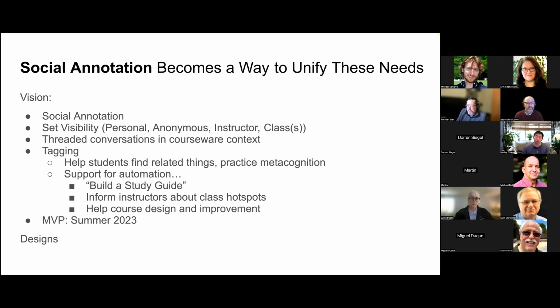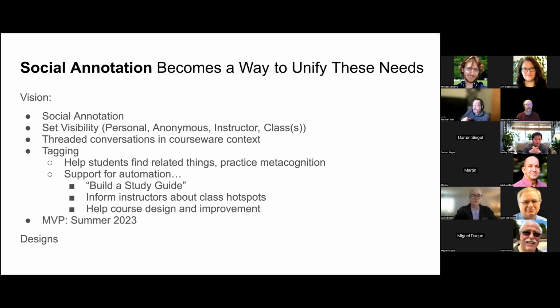chemistry exemplar. And so, we started thinking through what does it mean to allow for both a general purpose social annotation and a specific activity annotation, the kind that we saw today, that specifically allows students to set visibility, to allow for threaded conversations in the courseware context or in the context of this individual activity, adding additional supports for tagging so that students are able to tag their own comments, find related things.